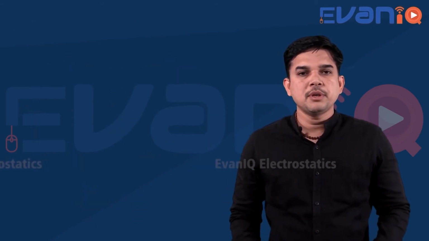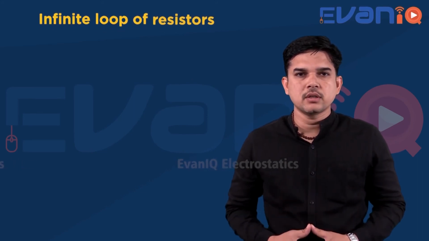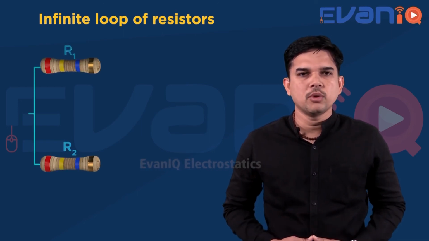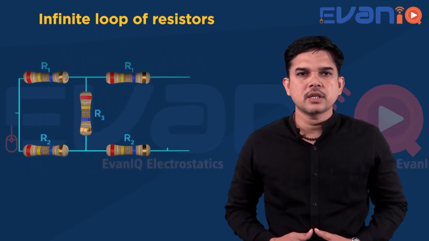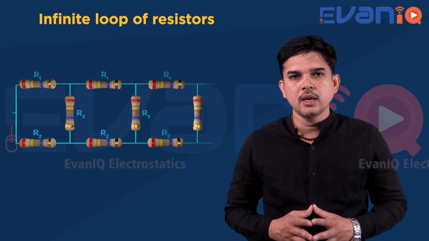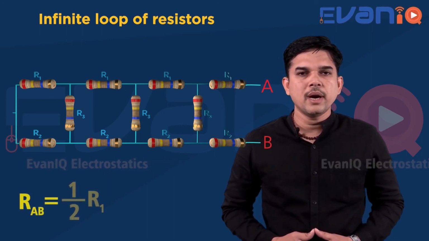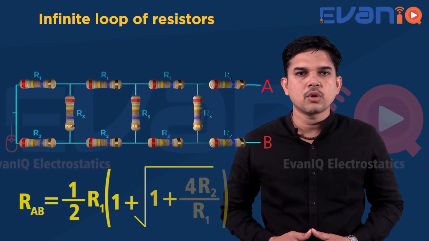In some typical cases, if we have an infinite loop resistance network, then also we can easily solve it with the help of a simple formula. If we have a circuit like this, an infinite network circuit, then the formula to find the equivalent resistance between terminals A and B is RAB equal to 1 by 2 R1, 1 plus root 1 plus 4 R2 by R.